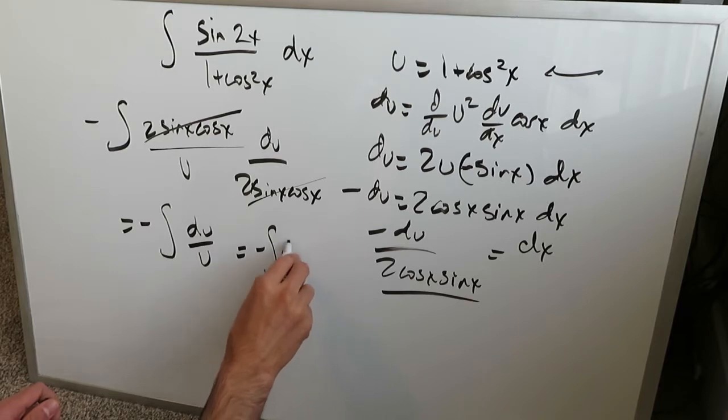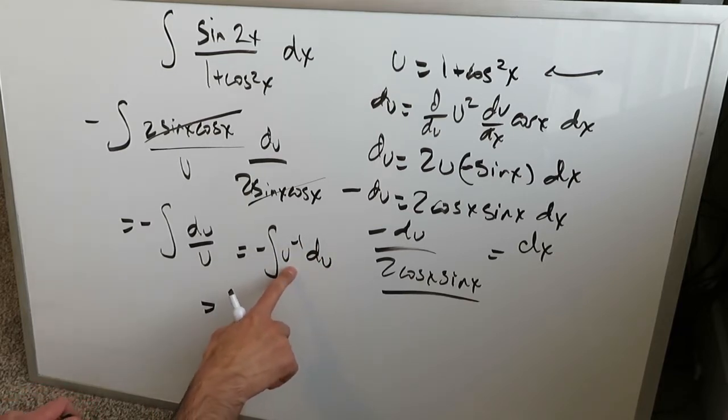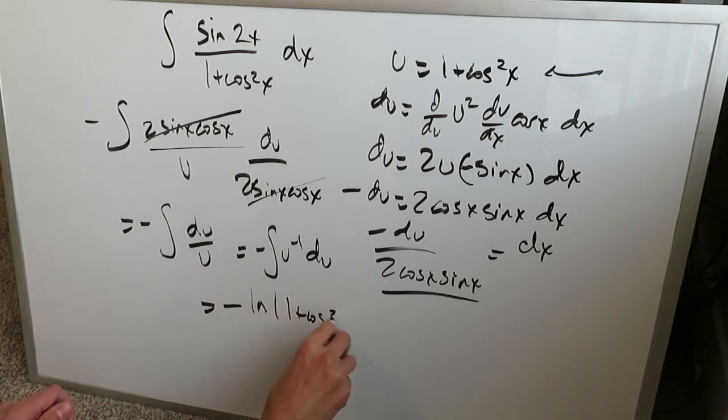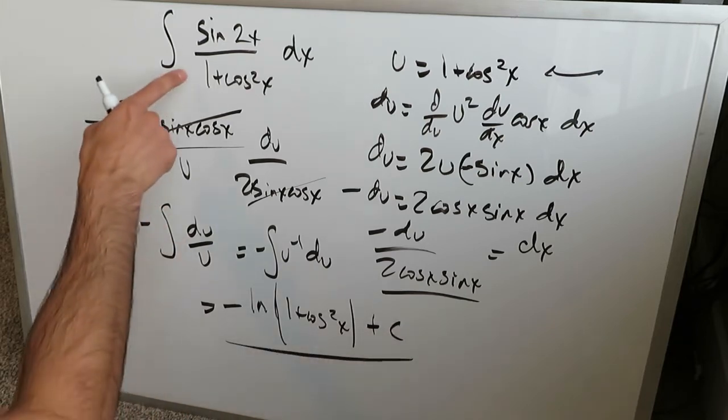Which you can rewrite as u to the power of minus 1 du. When you integrate anything with an expression to the minus 1, you have to bring the natural log of u, which was this 1 plus cosine squared x here in absolute value parentheses plus c. This right here represents the final answer to this.